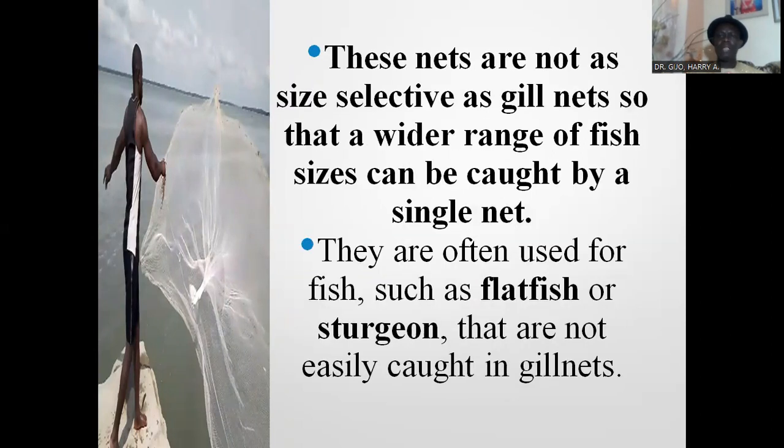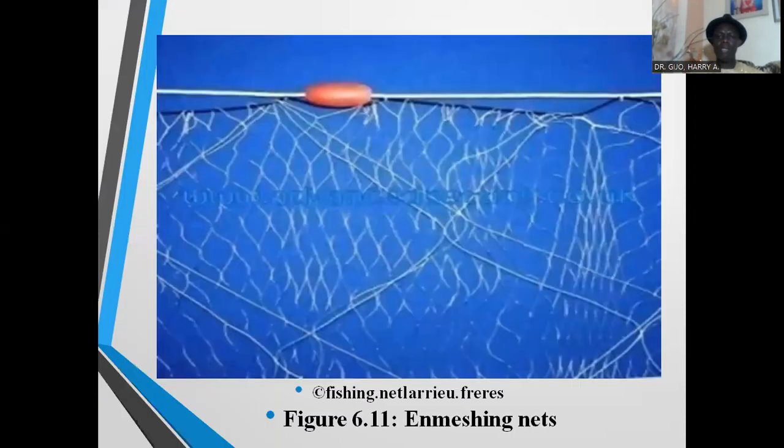These nets are not as size selective as gill nets, so a wider range of fish sizes can be caught by a single net. They are often used for fish such as flatfish or sturgeon that are not easily caught in gill nets. Now, these are the entangling nets. They have areas in the net that are designed to entangle the fish that are caught in the net.